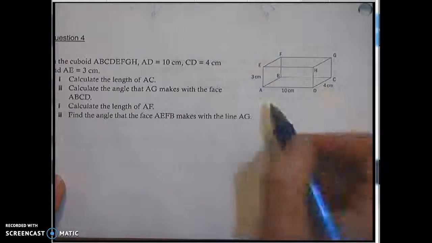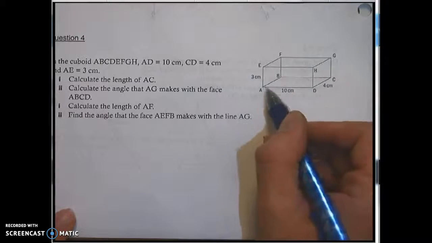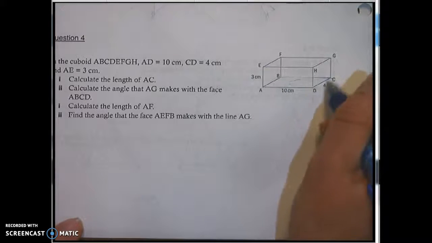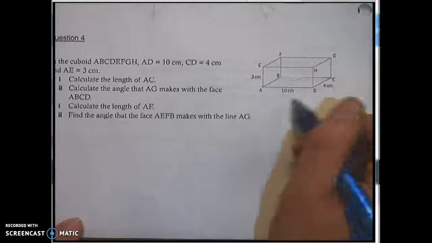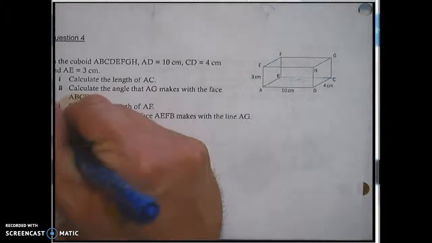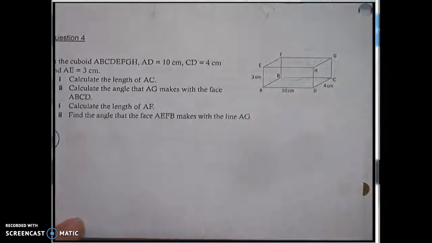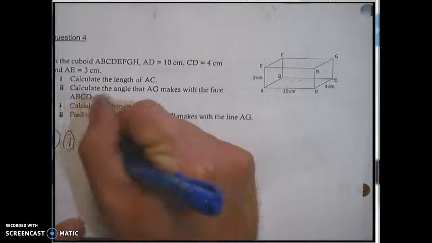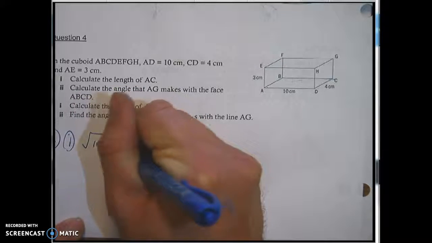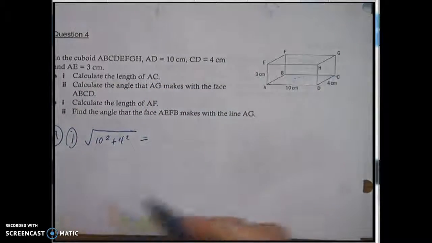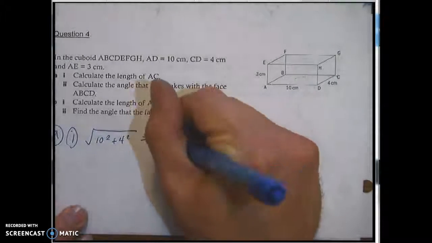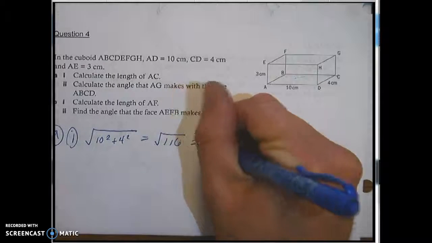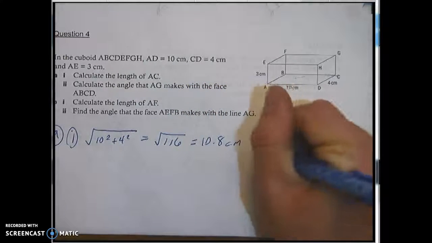AC is this diagonal across the bottom here. Hopefully you can see that there's a right triangle from A to D to C. Triangle ADC is a right triangle, and I'm just trying to find the hypotenuse of that. So what I need to do is simply take the square root of 10 squared plus 4 squared. That's 100 plus 16, so it's just 116, which to three significant figures is 10.8 centimeters.